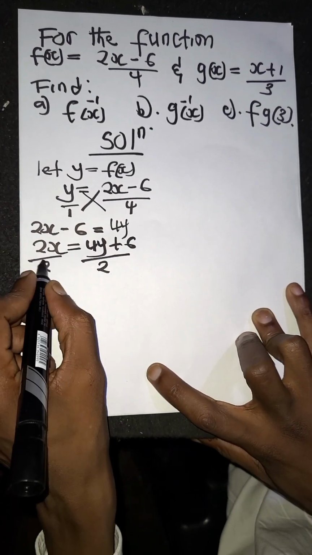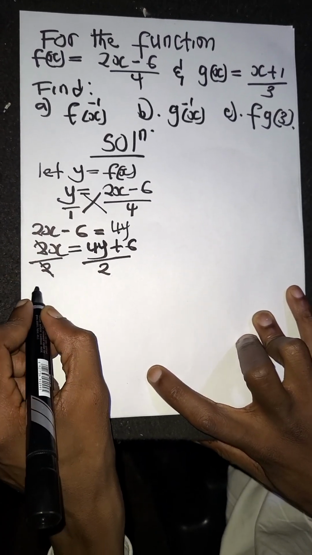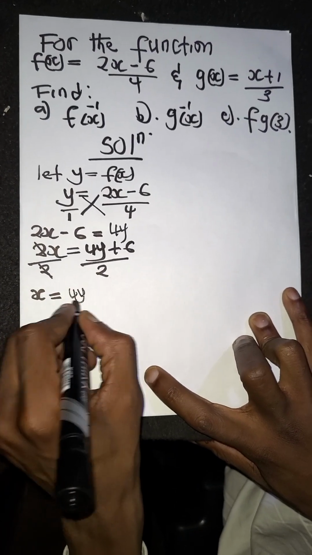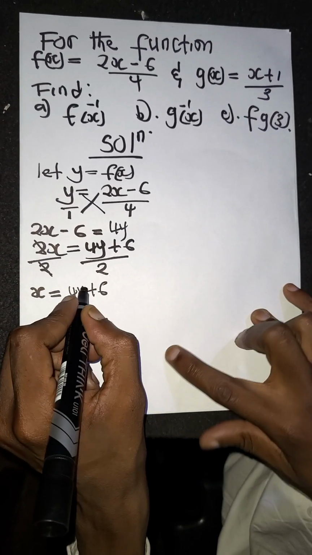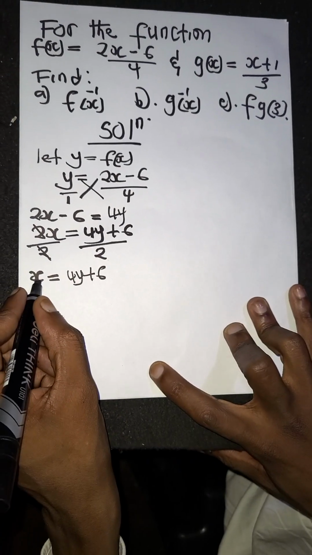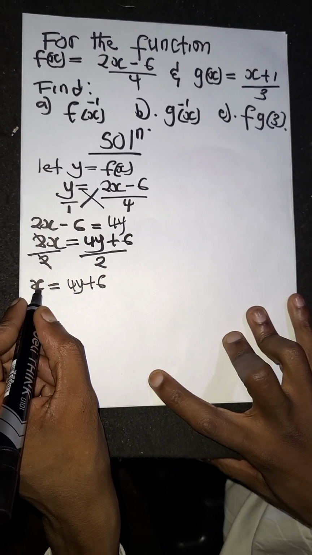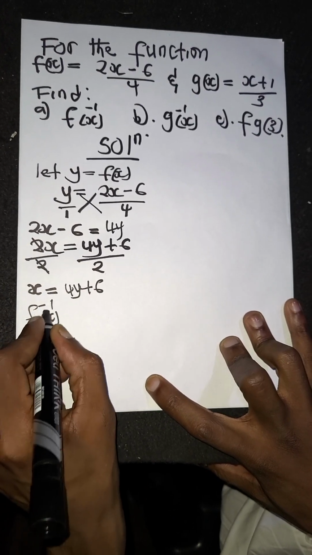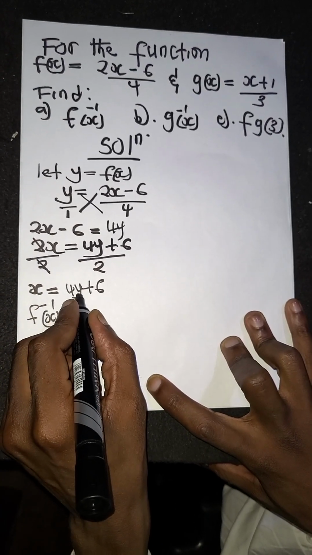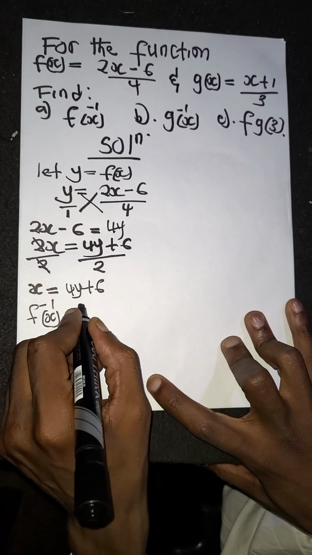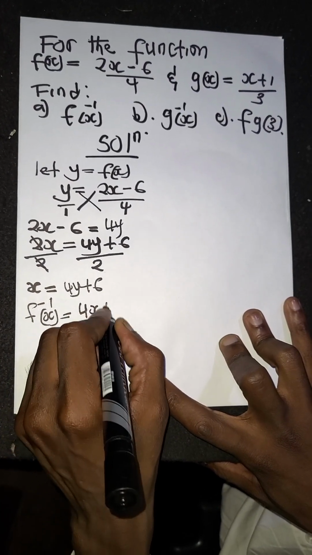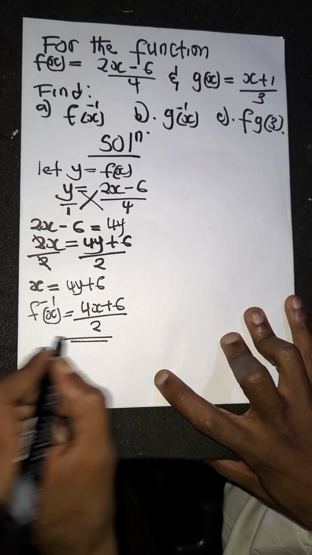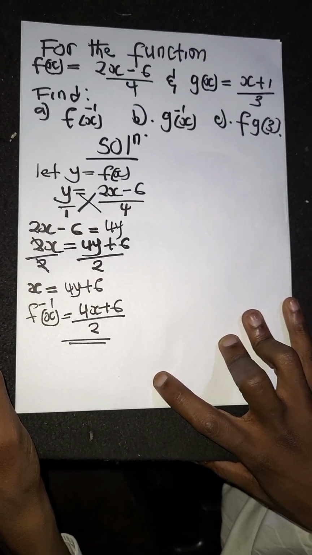After having done that, we can get rid of the 2's, and therefore our x will be (4y plus 6) over 2. Therefore, we can now bring this back as f inverse of x. So I'll say f inverse of x is equal to, where there's y, I'll replace with an x. So we'll have (4x plus 6) over 2. So this is the function for f inverse.